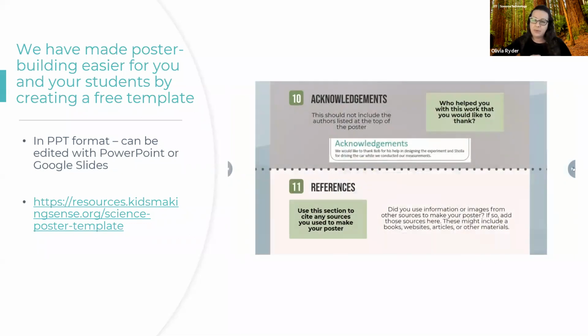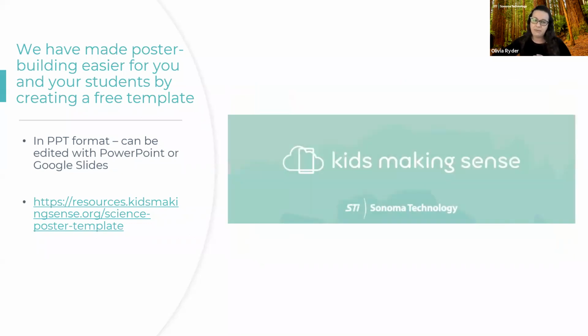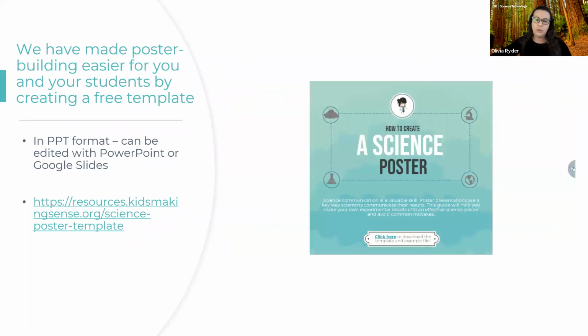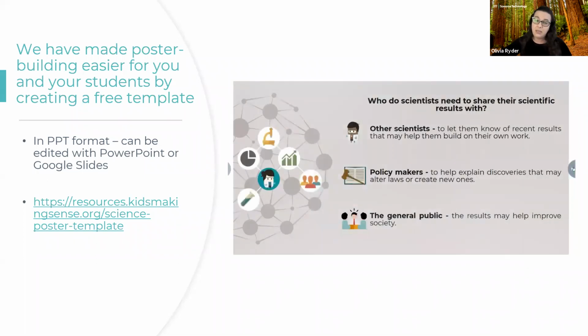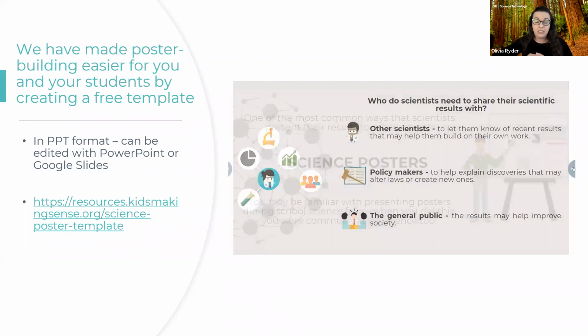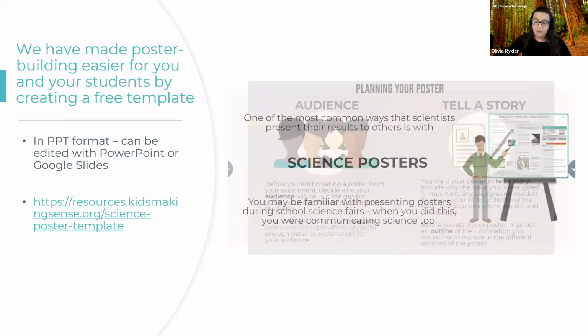So next we're going to walk through each of the sections of the poster and what students would want to include in each of those sections. And I'll use the sample poster that I showed earlier as an example as we go throughout.